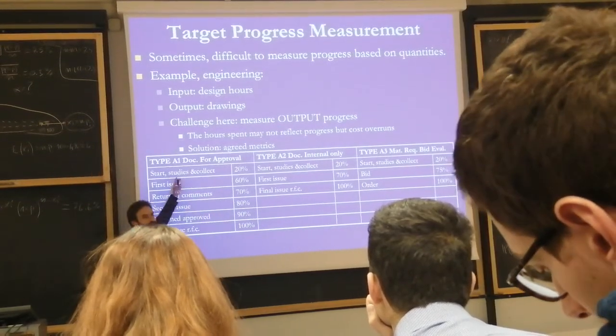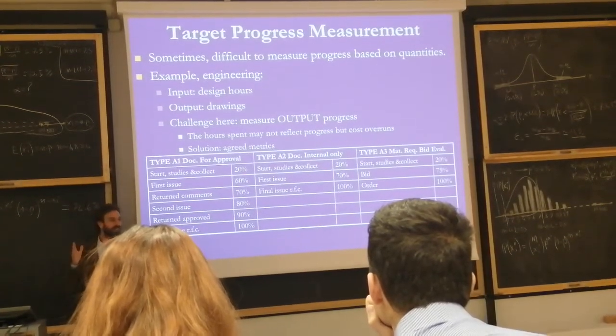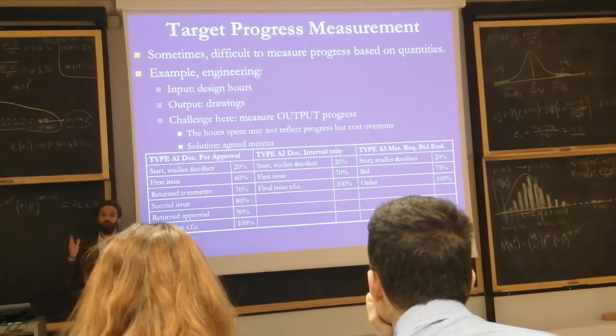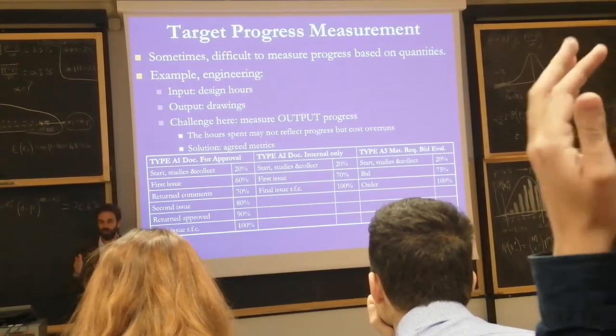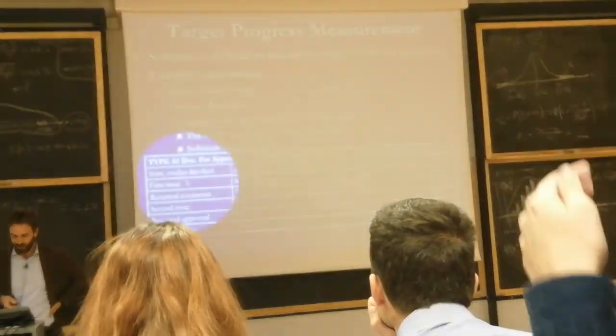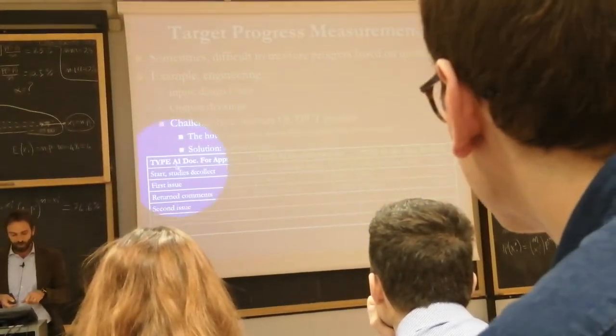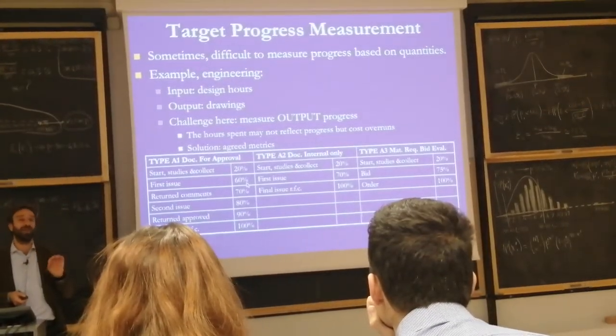When it comes to documents that go to approval by the client, sometimes it takes months to deliver to the client a huge complex document. So you can establish that when the document is started, it goes 20%. Then when it's first released to the client, it goes 60%. This is Saipem.